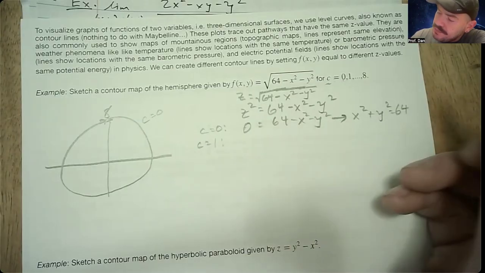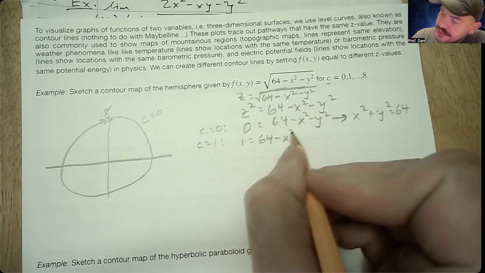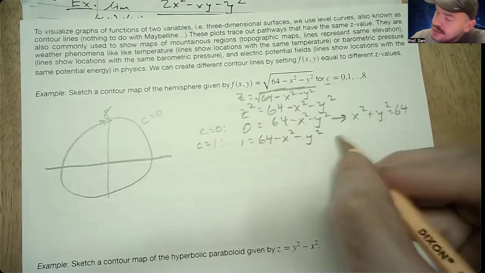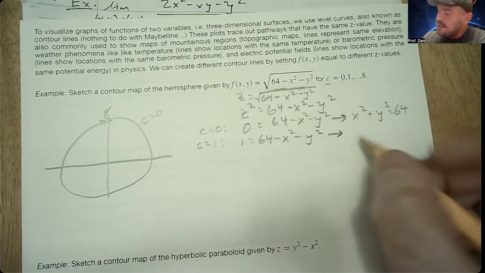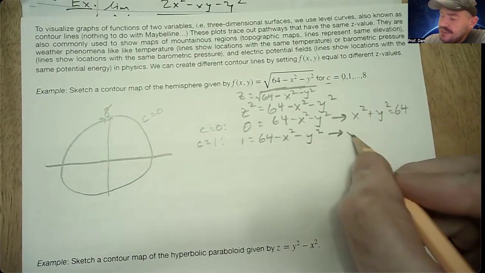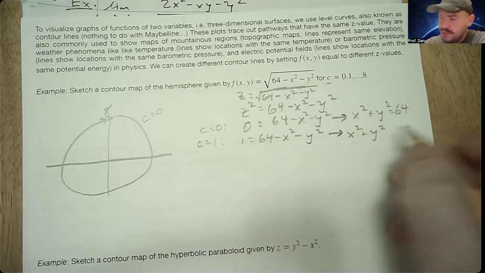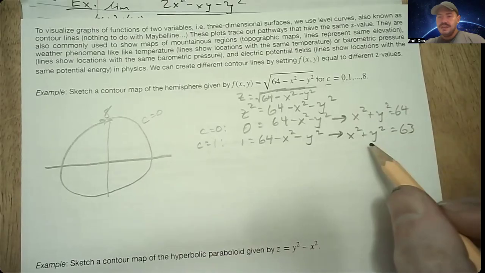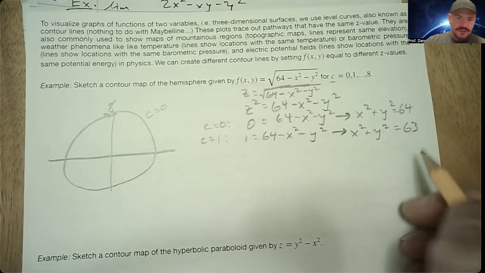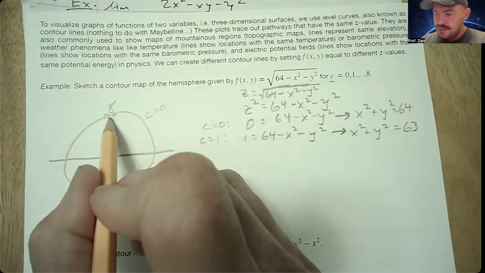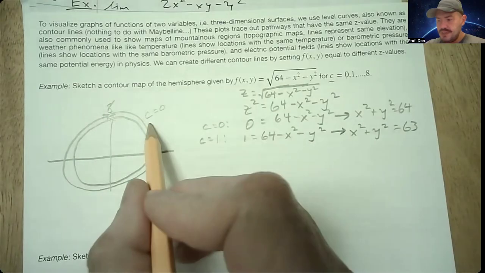So then with this other one, we would get 1 equals 64 minus x squared minus y squared. This 1 squared is still 1. And if I rearrange this one, I'm going to add the x squared and the y squared to both sides. Then I'm going to subtract the 1 from both sides. So we would end up getting a circle centered at the origin that has a radius of square root 63, which is a little bit less than 8. So we're going to have basically a circle that is slightly smaller for c equals 1.